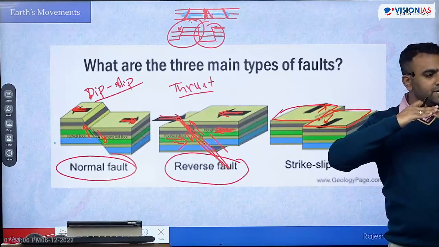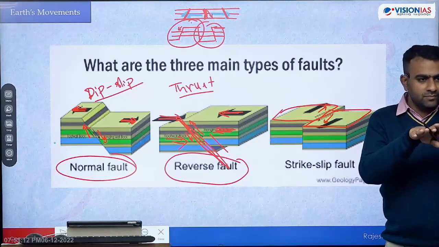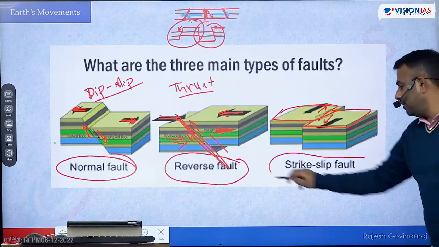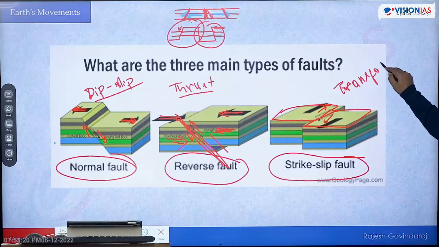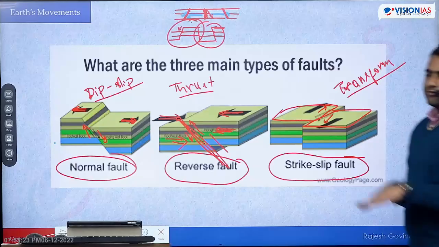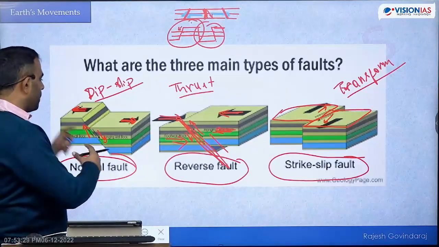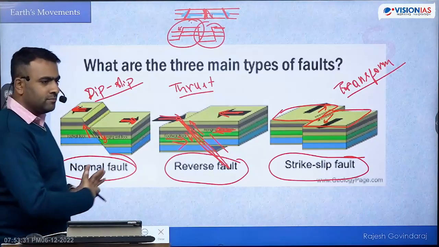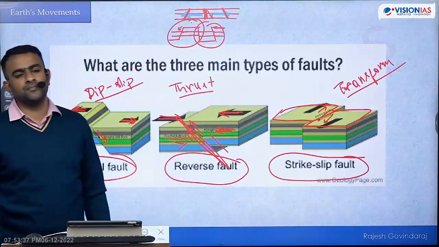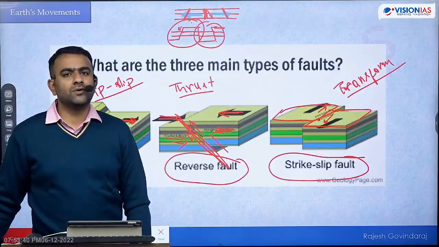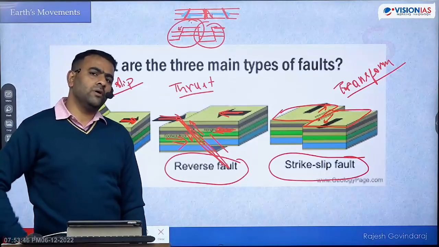If they are moving towards each other, it is a reverse fault. If they are moving away from each other, normal fault. If they are moving across each other, strike slip fault, which is also called transform fault, where two different blocks are moving across, moving parallel to each other. If they move away from each other, one block moves down. If they move towards each other, one block moves up. Here neither moving down nor moving up. That is what we call a transform fault. Transform fault.